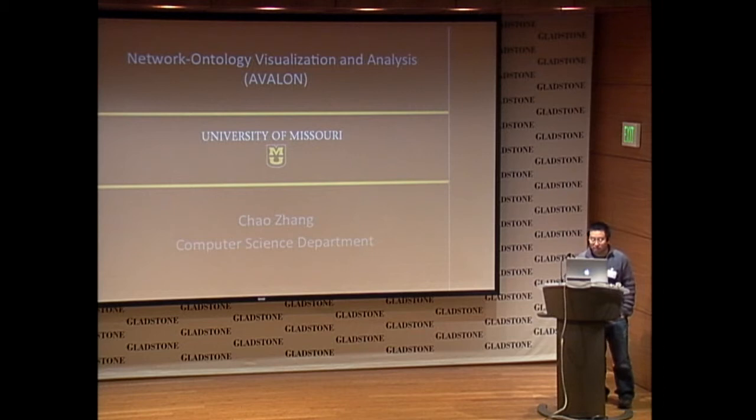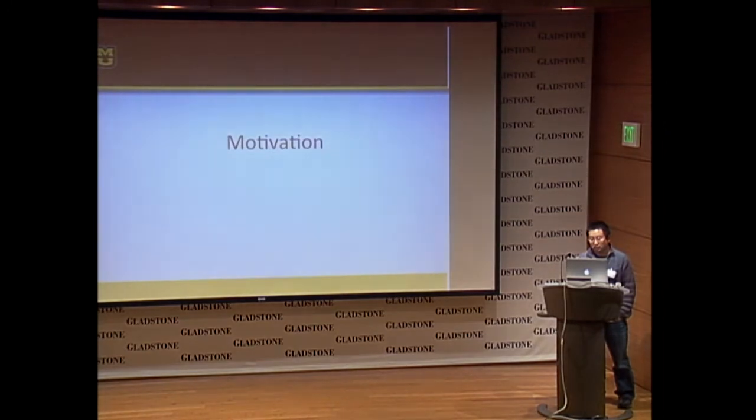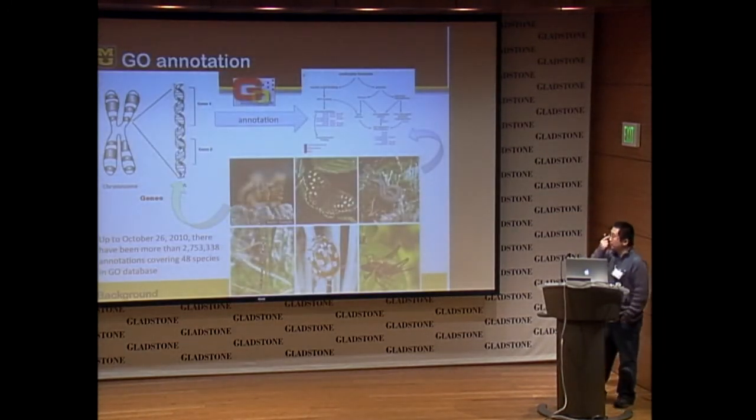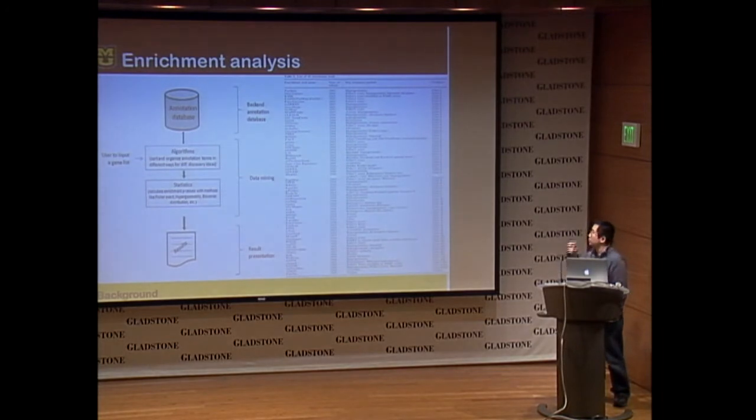and finish 2 plugins. And today I will present our suite. We call it Avalon. It's for the network ontology visualization and analysis. Theoretically, this suite can apply to any ontology-based network, but the gene ontology is the most popular one, and we use it as an example. It covers like 48 species and more than 2 million annotations, and it's the most widely used gene annotation database. And based on those huge annotations, there are a lot of analysis methods developed based on the gene ontology.